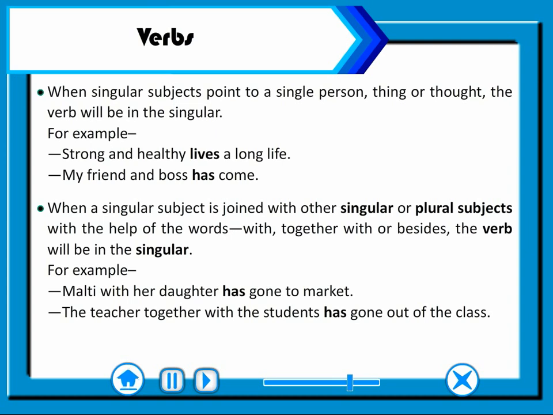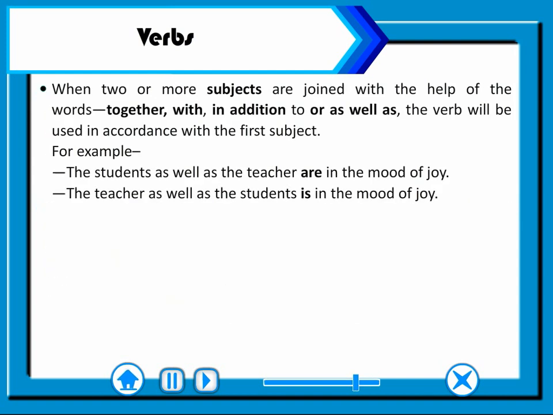When a singular subject is joined with other singular or plural subjects with the help of the words with, together with or besides, the verb will be in the singular. For example, Malti with her daughter has gone to market. The teacher together with the students has gone out of the class. When 2 or more subjects are joined with the help of the words together with, in addition to, or as well as, the verb will be used in accordance with the first subject. For example, the students as well as the teacher are in the mood of joy. The teacher as well as the students is in the mood of joy.